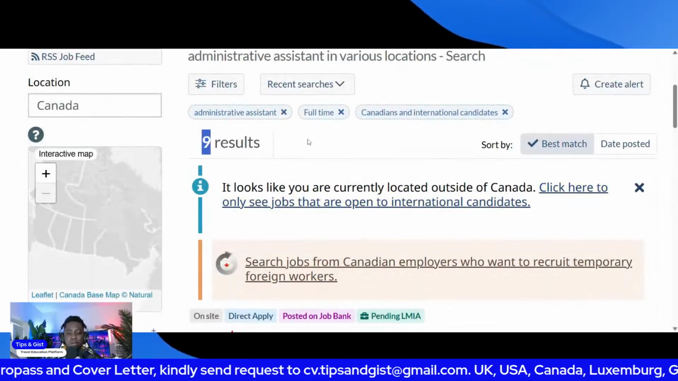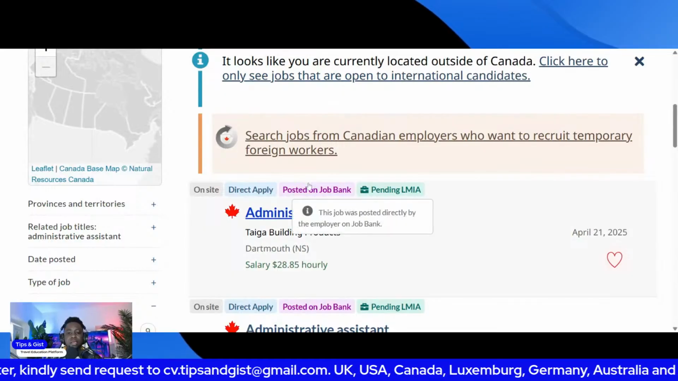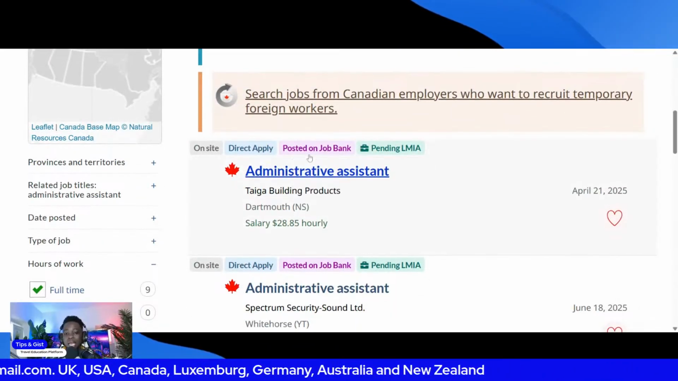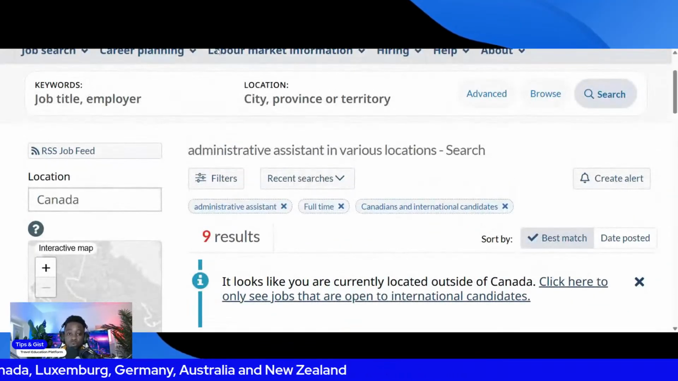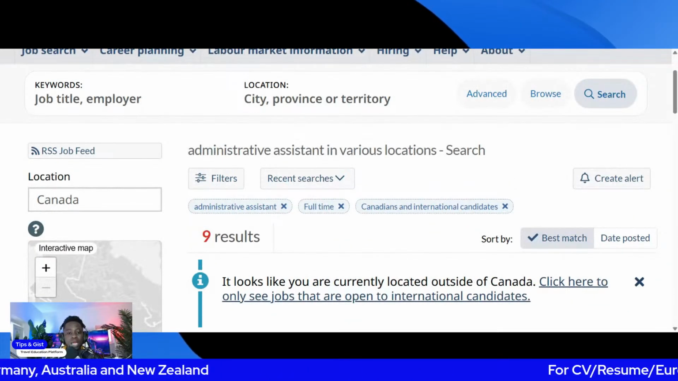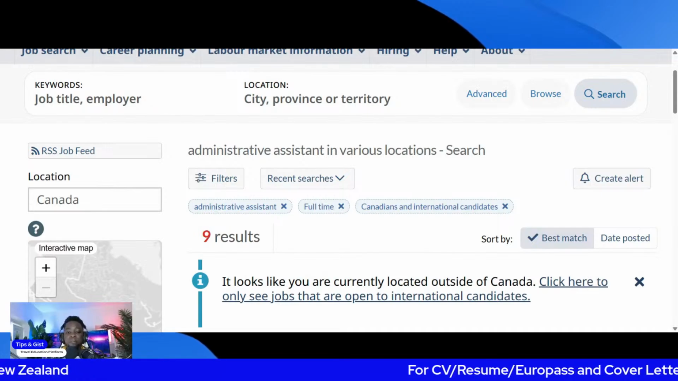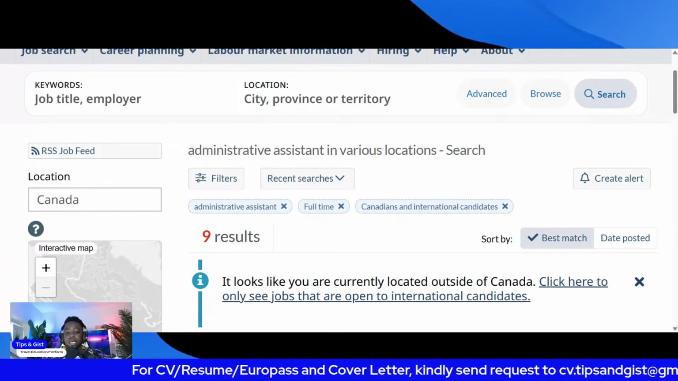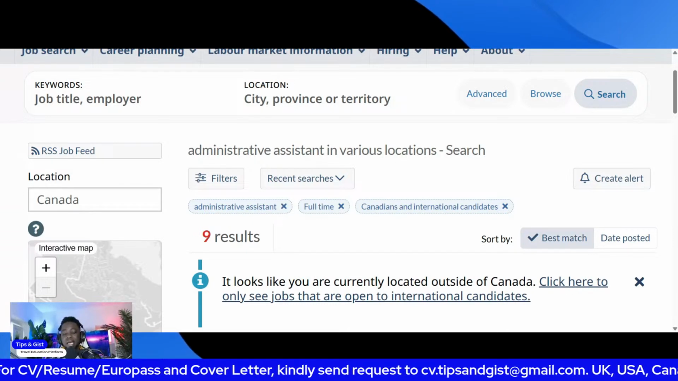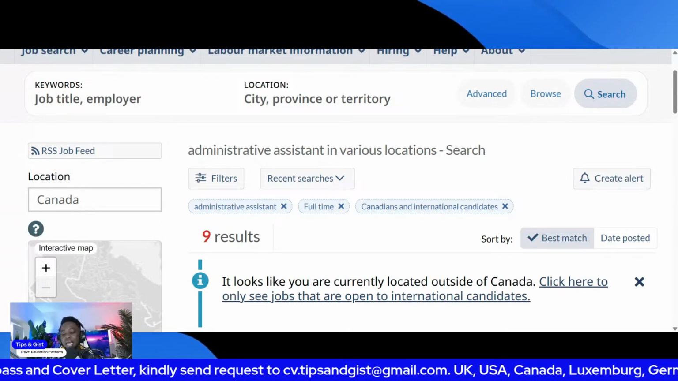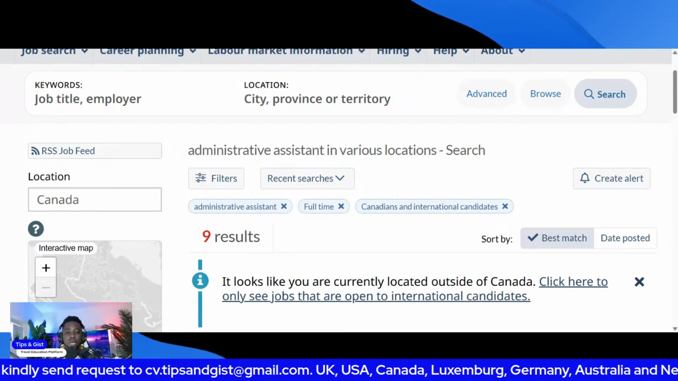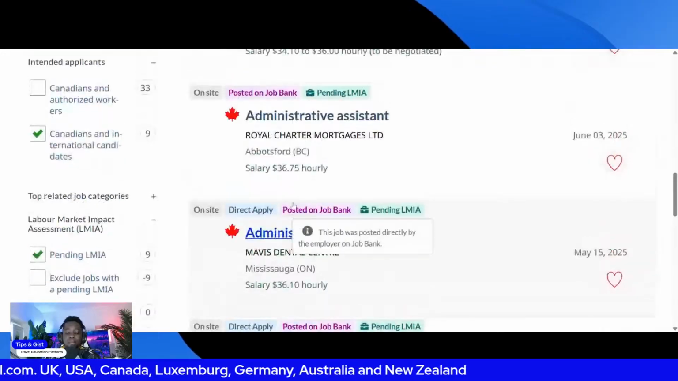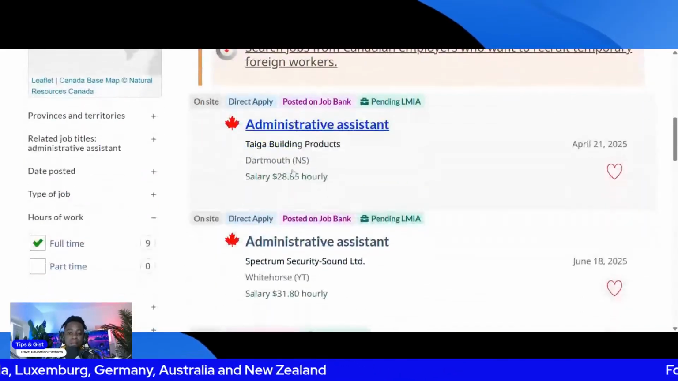So out of the 1,400, we've gotten only 9 who are ready to sponsor us to Canada in terms of the administrative assistant role. So you do that for every job. If you are applying for mason or carpenter or whatever, you do the same thing. After searching, you go and filter international candidate, pending LMIA, and full-time job, and then the employers will come. Now, if you click on the pending LMIA and the international candidate, it means that all the jobs over there you can apply for.